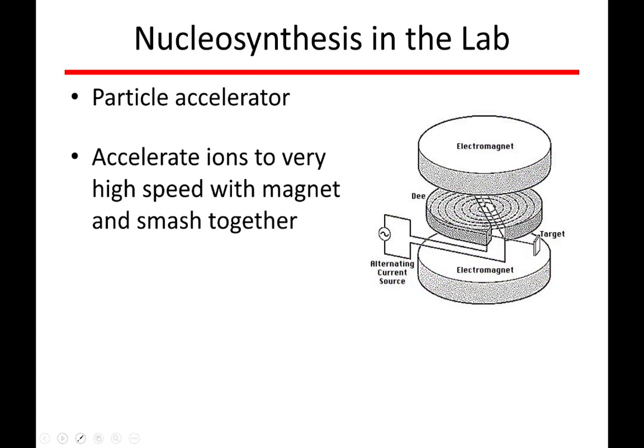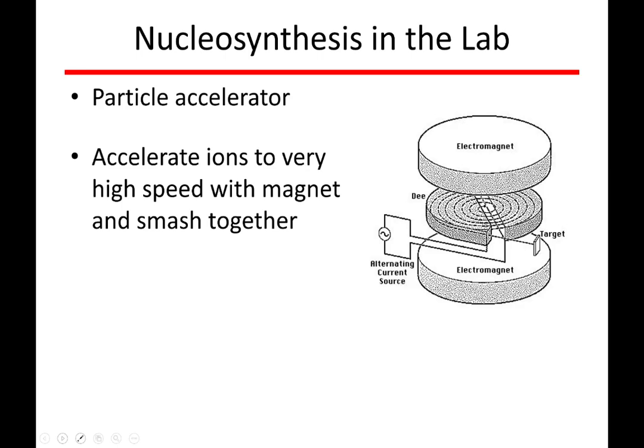Now, you don't just have to do nucleosynthesis reactions in stars or nuclear fusion reactions in stars. Nucleosynthesis can also be done in a lab. You can do it artificially using what's known as a particle accelerator. In a particle accelerator, you use magnets to accelerate ions to very, very high speeds, nearing the speed of light. And that's going to give these ions a tremendous amount of kinetic energy.